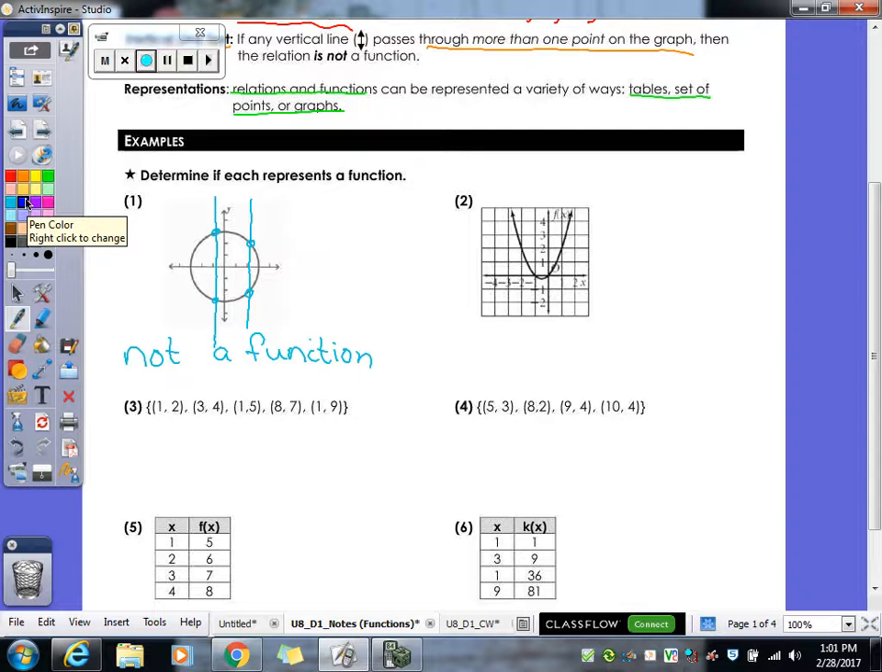So over in my second picture over there, though, if I draw my vertical line somewhere, how many times does it hit my graph? Once. And then I always test another place, still only hits it once. Test over there, it still only hits it once. So this one is a function. Again, what that vertical line is testing is how many x values do you have at that point in time. So you only want one x value at a time.